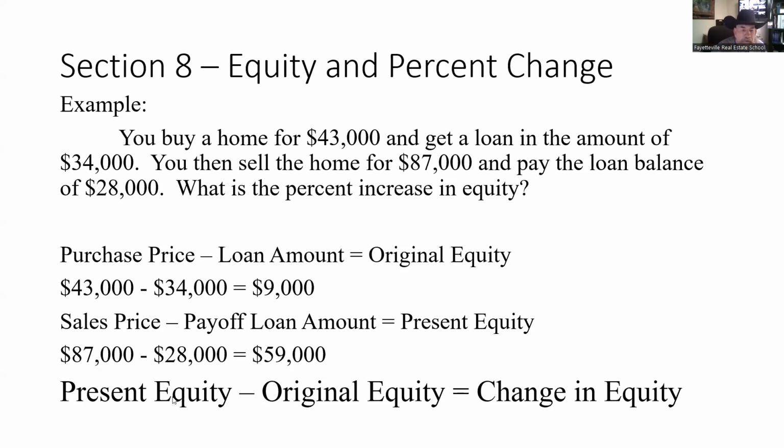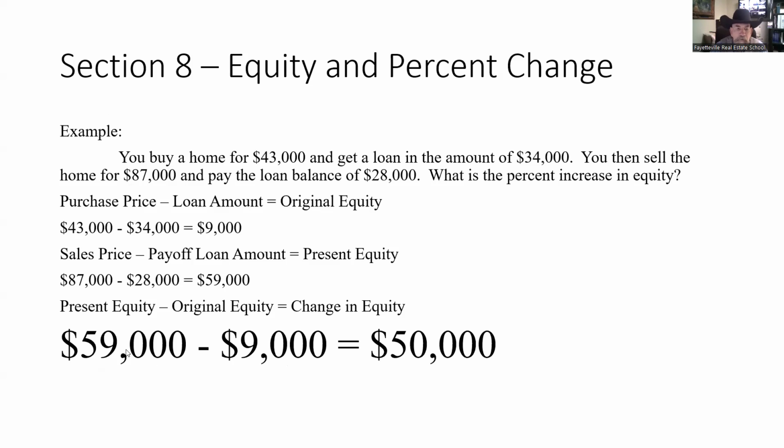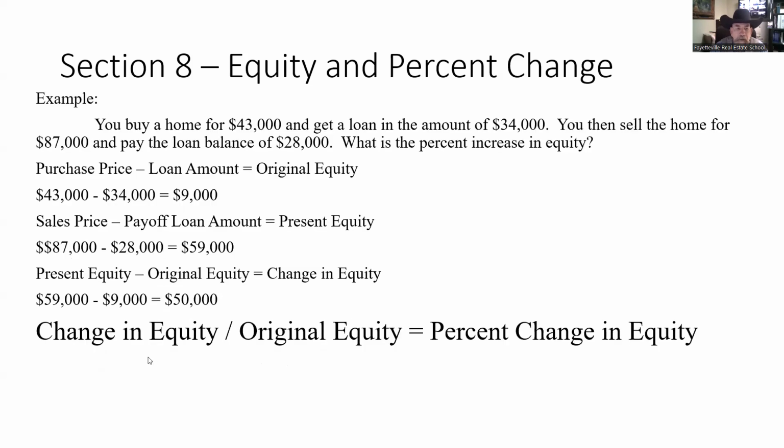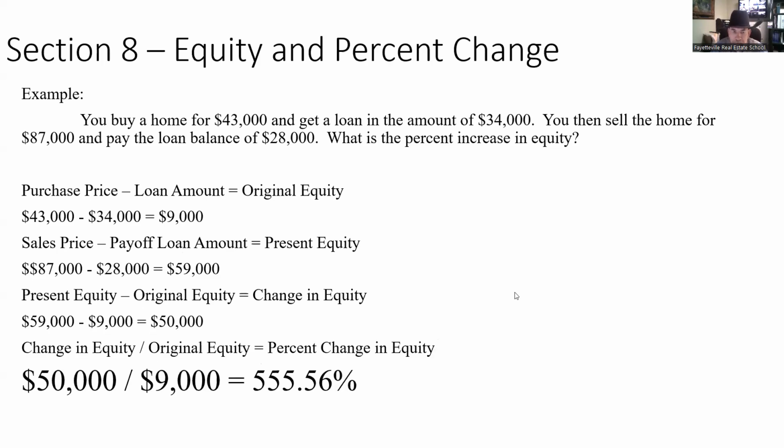Now we have the formula: present equity minus original equity equals the change in equity. So 59 minus 9 equals 50. And then change in equity divided by original equity equals the percent change in equity. And all it's doing is the new or present equity, new minus the old, which is the original equity, new minus the old divided by the old times 100. And this is what you get, 55.56%.